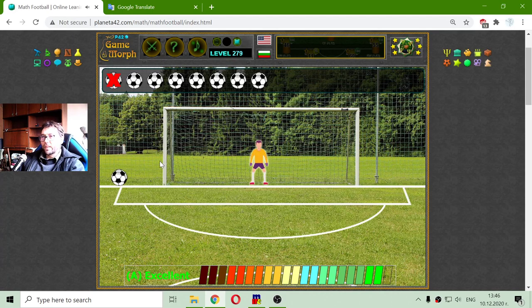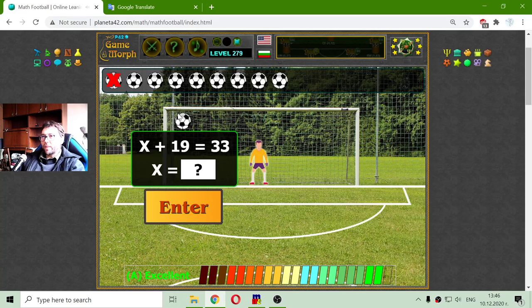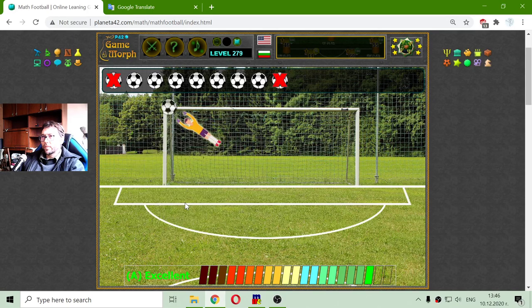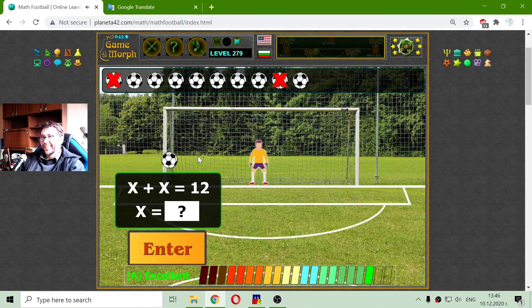Again. Next ball. Top left. How much? That should be 12. Okay. I messed that. Now this is different. How much plus how much equals 12? That should be 6. If we place 6 here and 6 here, it should give us 12.